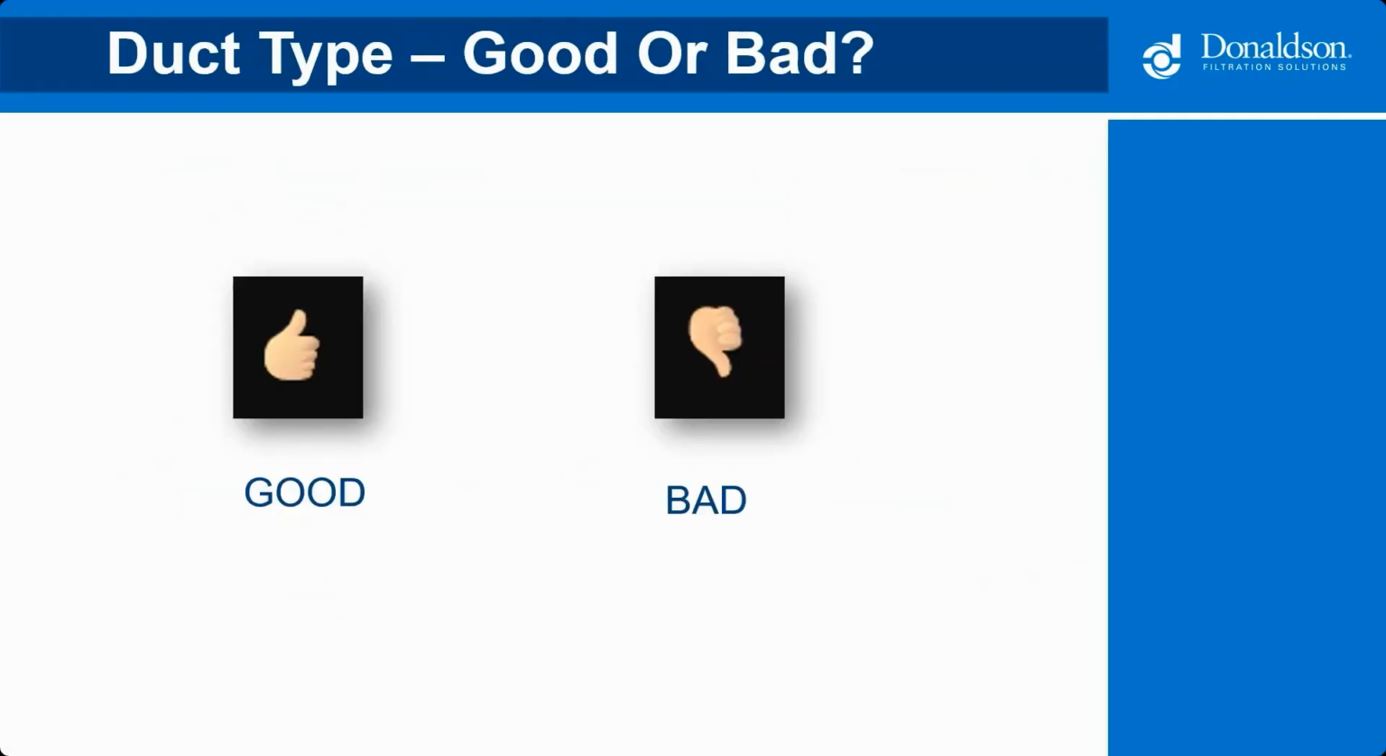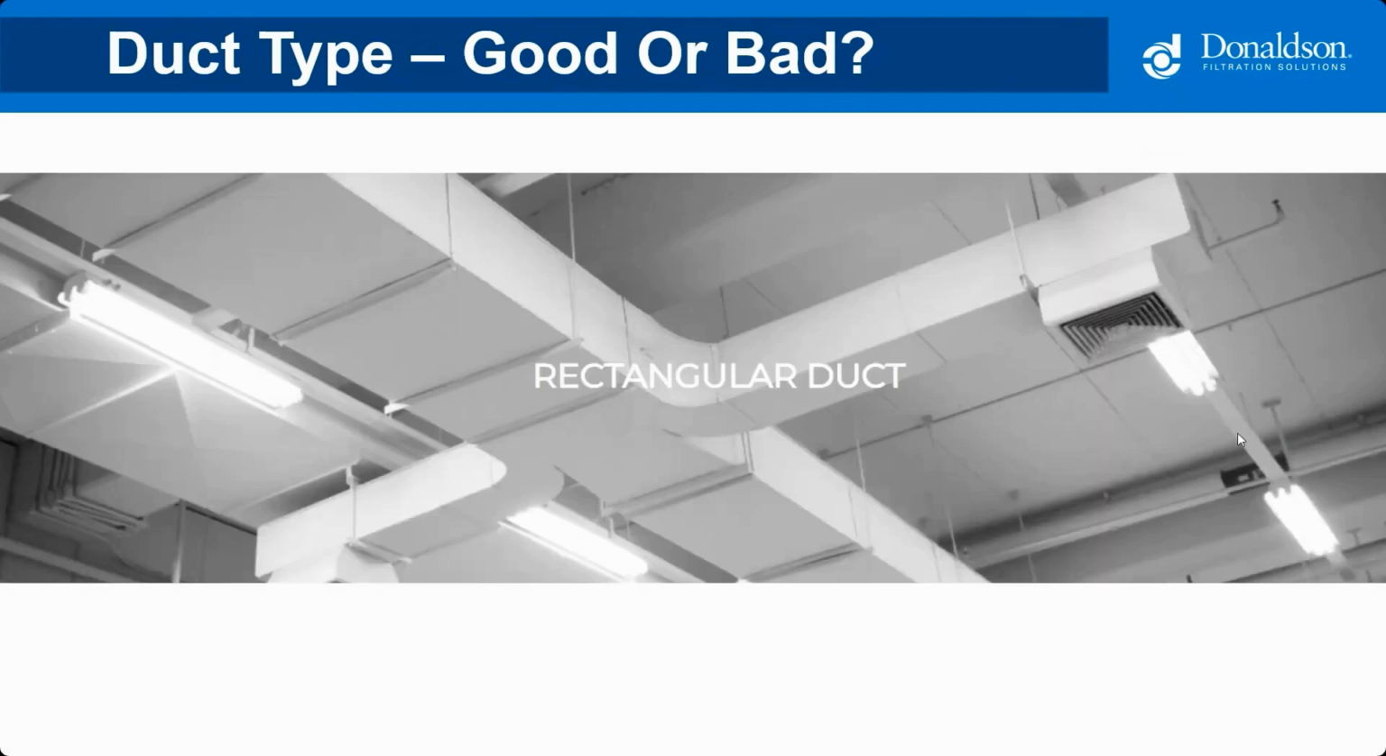All right, we're going to break things up a little bit. I'm going to show you a few different images, and I'd like you to give me a thumbs up if you think this is a good idea to use in pharmaceutical manufacturing collection, or a thumbs down if you think it's a bad idea. If you're not sure, take a guess. Okay, here's the first one. Rectangular duct on the dirty air side. Give us a thumbs up if you think this is a good idea, or a thumbs down if you think it's a bad idea for dust collection systems.